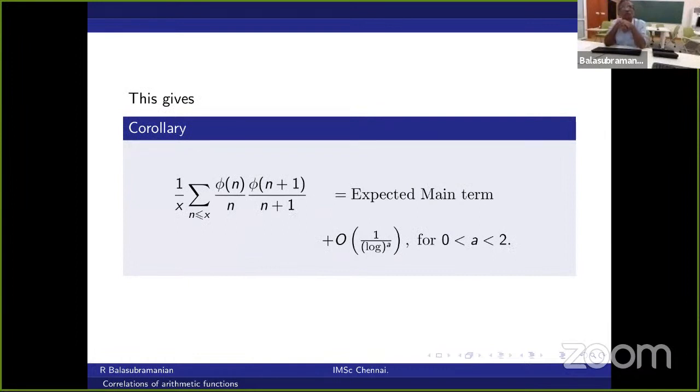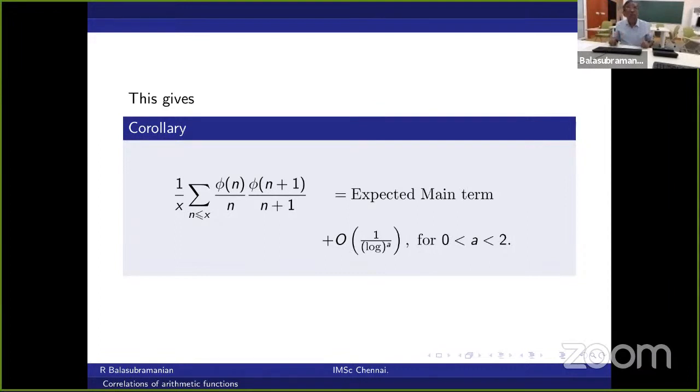And that would give you, for example, if you take this function phi n by n, of course, which satisfies the conditions, the corresponding phi p by p is very close to 1, and then take it as phi n plus 1 by n plus 1, and then the expected mean term is rather something which is very easy to write, and then there's an error term, 1 over log x power a, for any a between 0 and 2. Now, this is the sum which you will get.